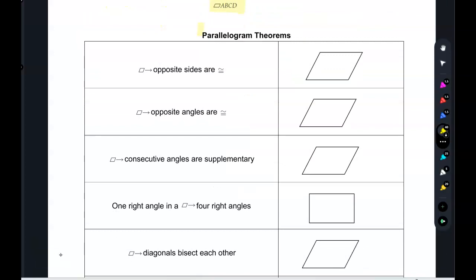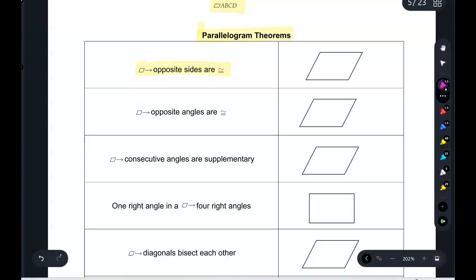All right, let's go right into the theorems. We're not going to have names for these theorems. Instead, basically, if you have a parallelogram, the arrow means implies. So if you have a parallelogram, we know opposite sides are congruent. That means these two sides are congruent and these two sides are congruent. But we don't necessarily know if all four are the same.